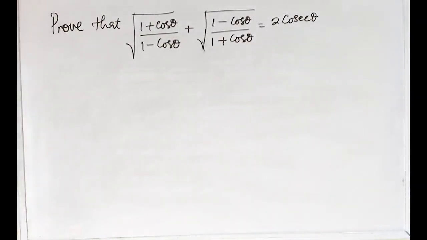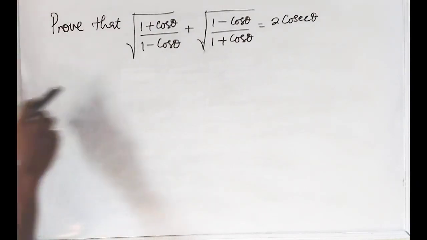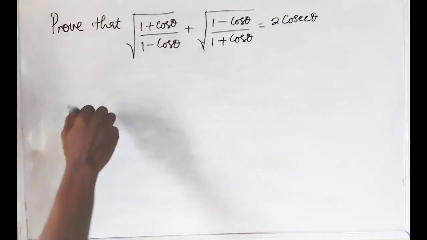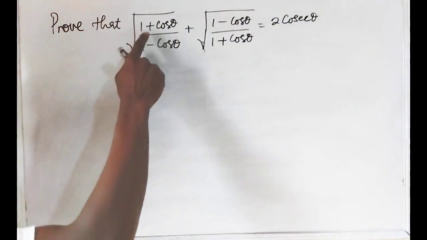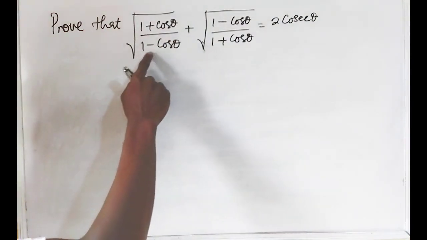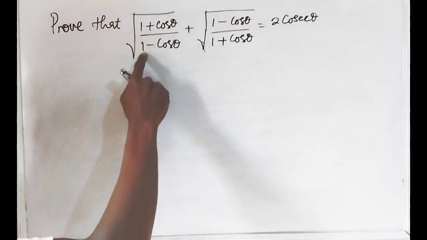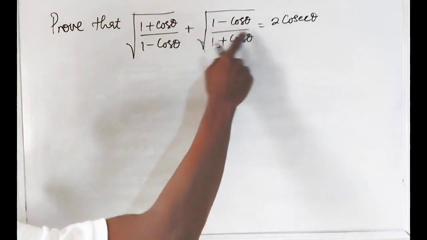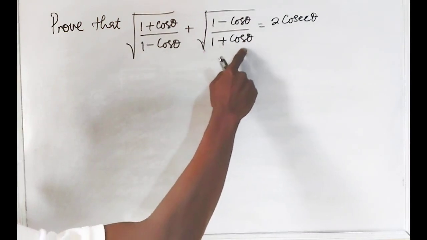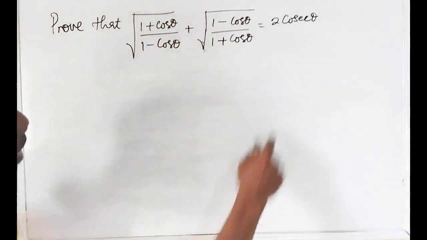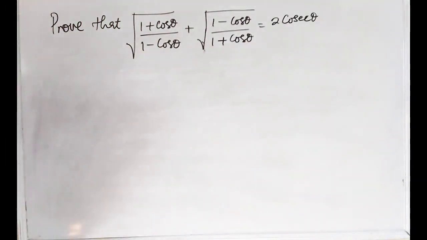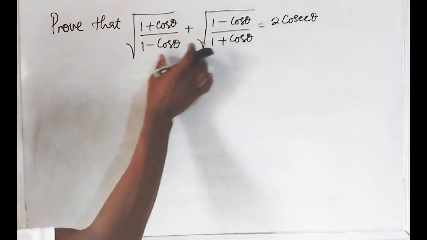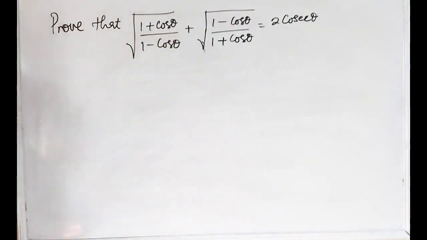Before us is this trigonometric identity. Prove that the square root of (1 plus cos theta) over (1 minus cos theta) plus the square root of (1 minus cos theta) over (1 plus cos theta) equals 2 cosec theta. Alright, first of all, let us resolve each of these trigonometric functions.